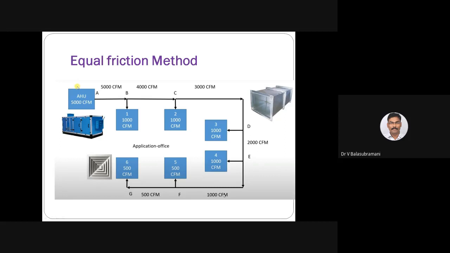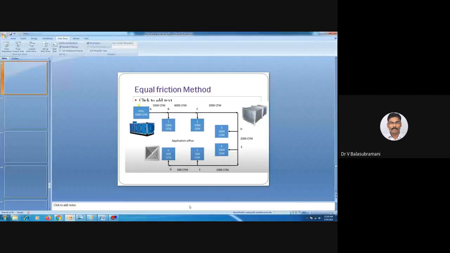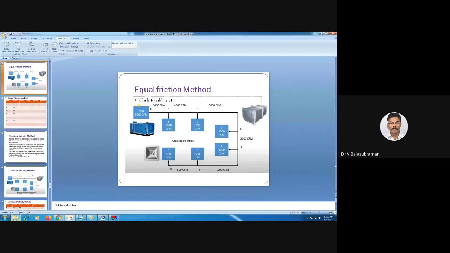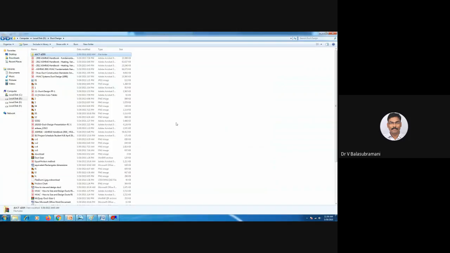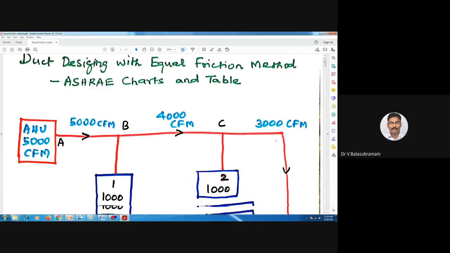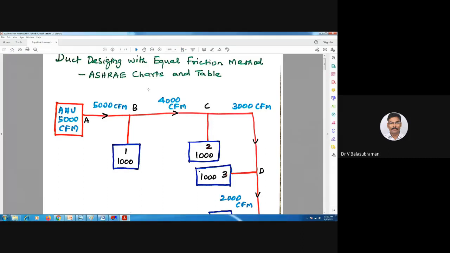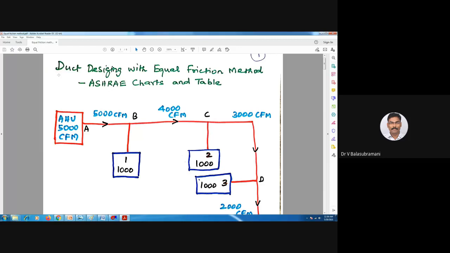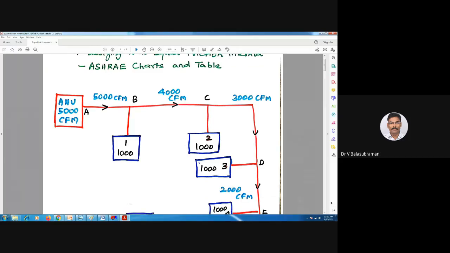Now this problem is going to be solved using the equal friction method as well as a friction chart. So I'm going to solve the problem. First I'm using a friction chart, next I'm using duct sizer software. Duct designing with equal friction method, ASHRAE charts and table, same problem.